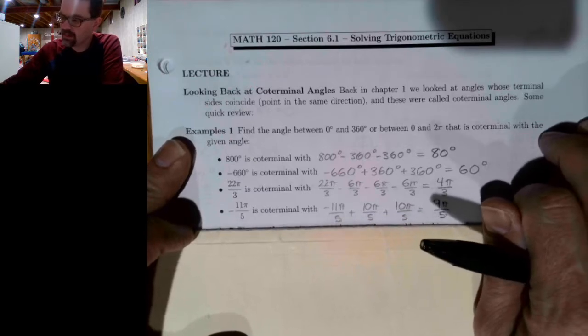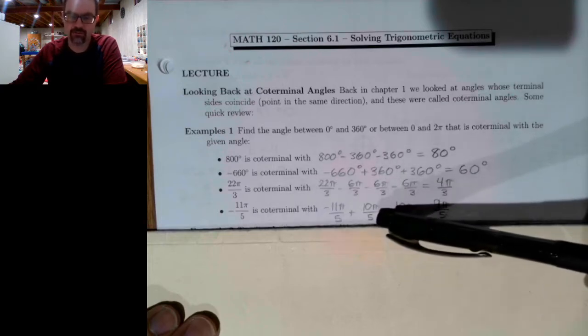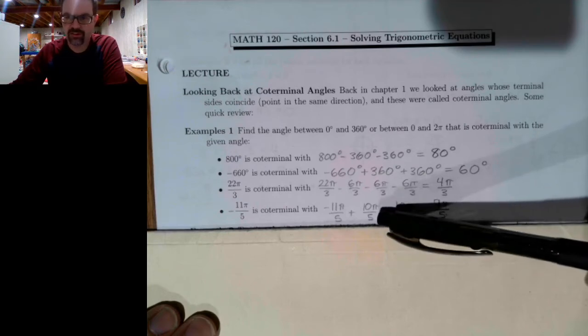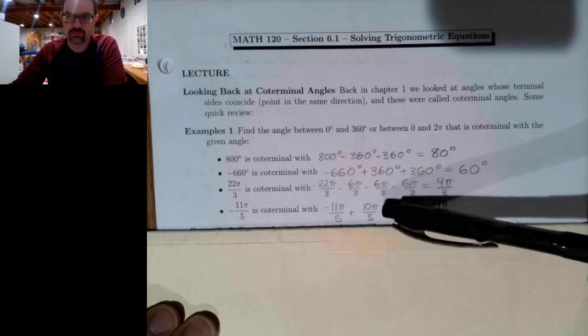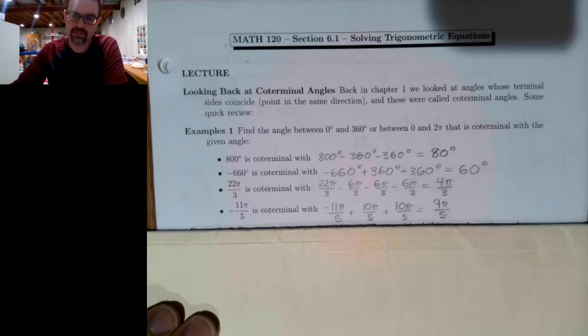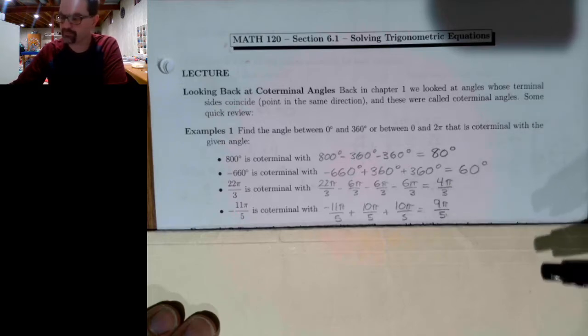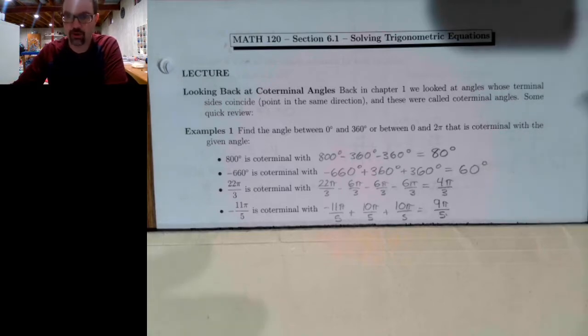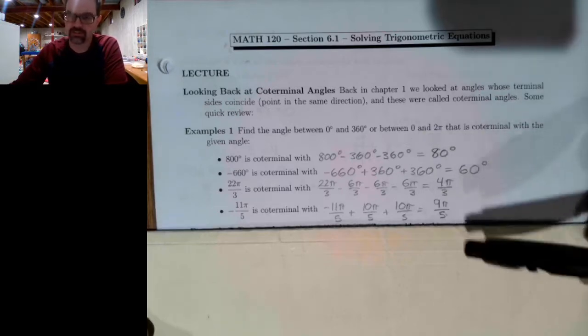And the last guy is negative. To add 2 pi, in this case, since it's negative, we need 2 pi written with a denominator of 5, which means multiplying top and bottom by 5. And if we add one of those, it would still be negative, so we add another one, and we get 9 pi over 5. And 9 over 5 is less than 2, so this is less than 2 pi. Alright, so we got to remember that. How do we get to coterminal angles? Add or subtract 360s, or 2 pi's.